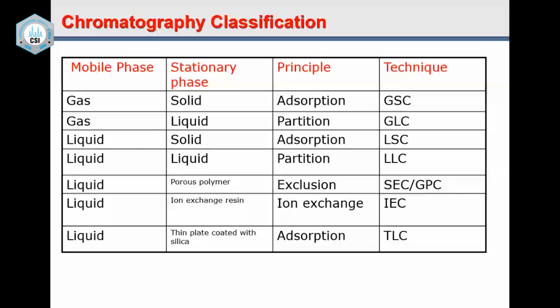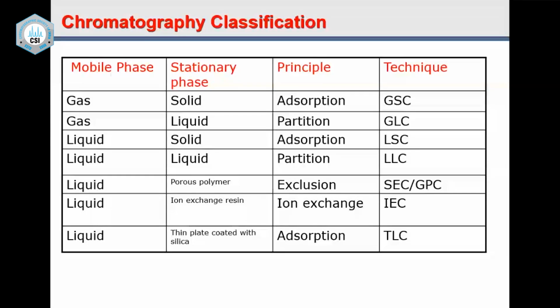So when liquid is coated on an inert solid, then the liquid acts as a media for having a partition of the sample between the two phases. One is the mobile phase, the other is the stationary phase, which itself is a liquid, and that is how we get a separation. So it is called gas liquid partition chromatography. Similarly, we have liquid solid adsorption chromatography, and we have liquid liquid partition chromatography.